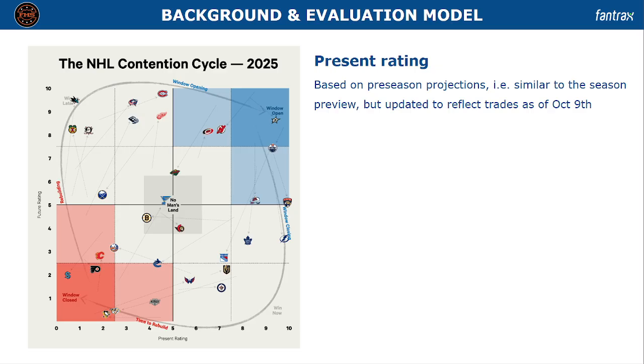So that's one of the reasons, or the main reason, why the season preview went to the 0 to 10 scale and not the 5 stars that we used in previous seasons. And this was the easier part. The present rating was updated compared to the season preview based on the recent trades over the last few days. So it's basically actual as of yesterday, October 9th.